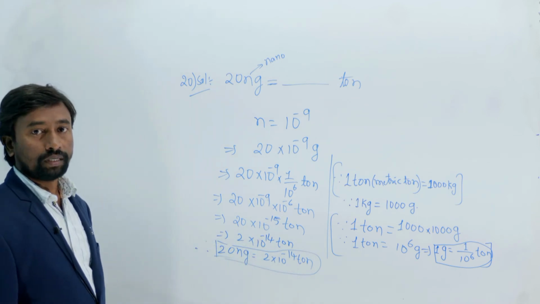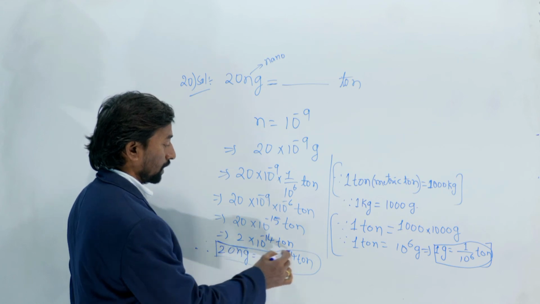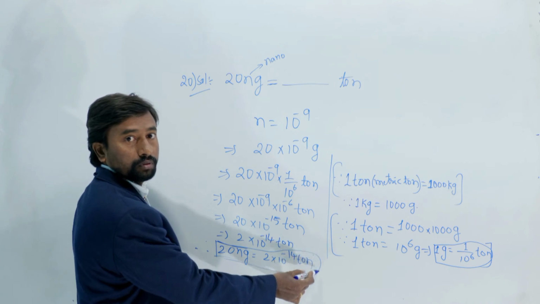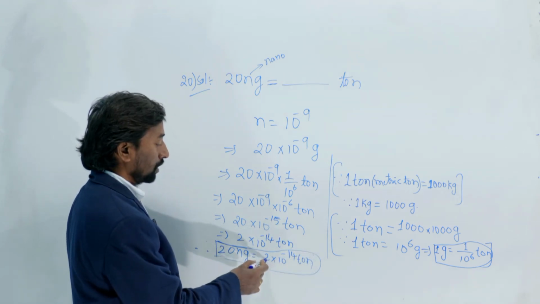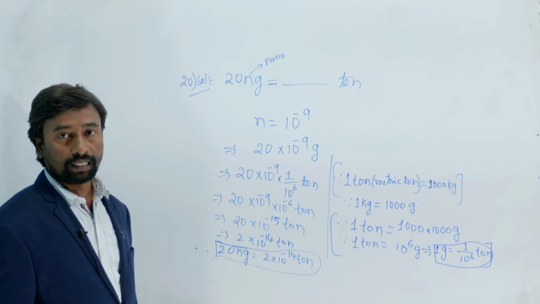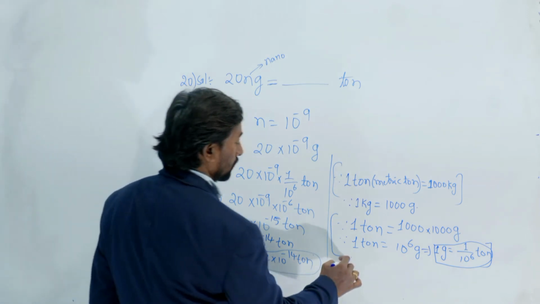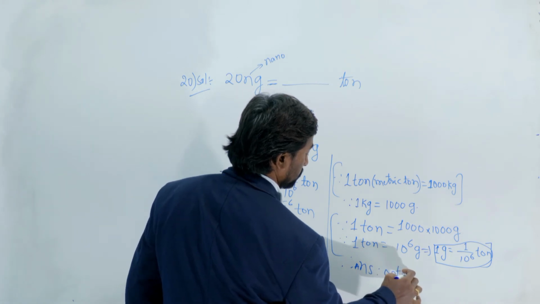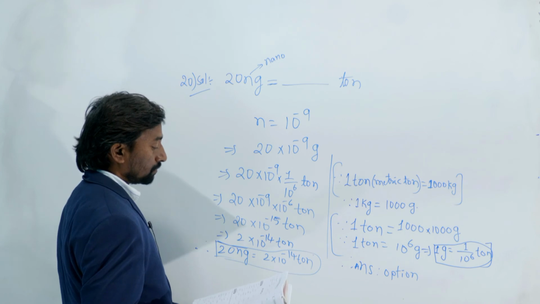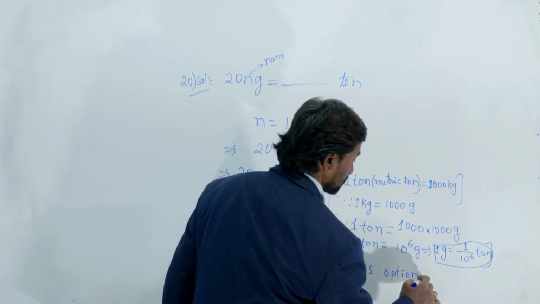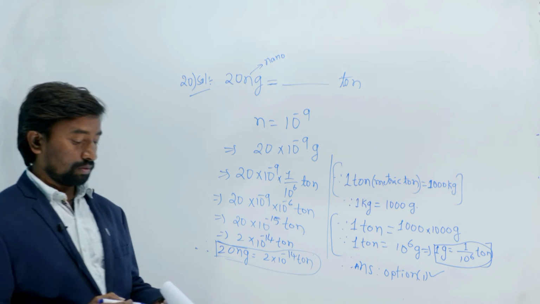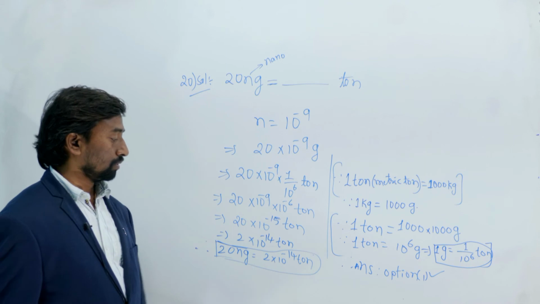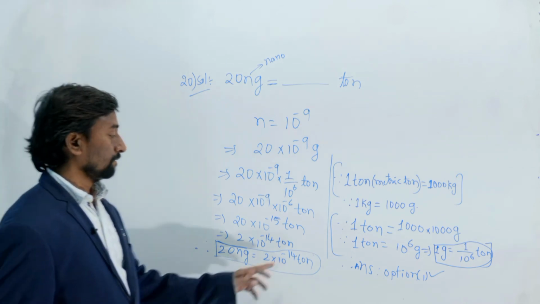This is the answer: 20 nanograms is equal to 2 into 10 to the power of minus 14 ton. So therefore, from the given options, it is the first option. Option 1 is correct. Understood now? 20 nanograms is equal to 2 into 10 to the power of minus 14 tons.